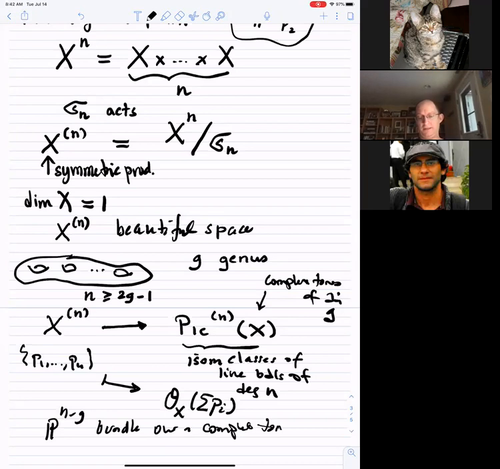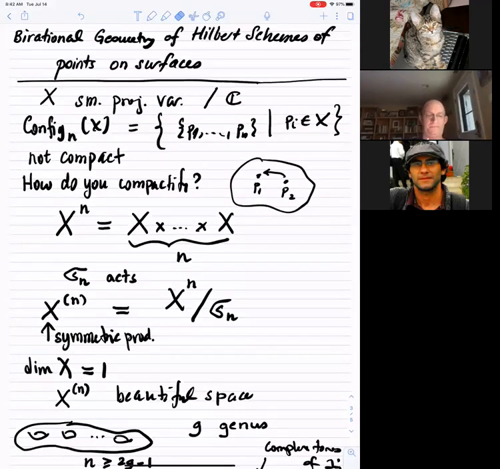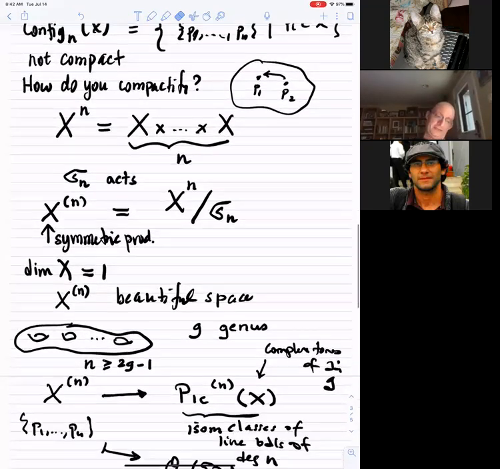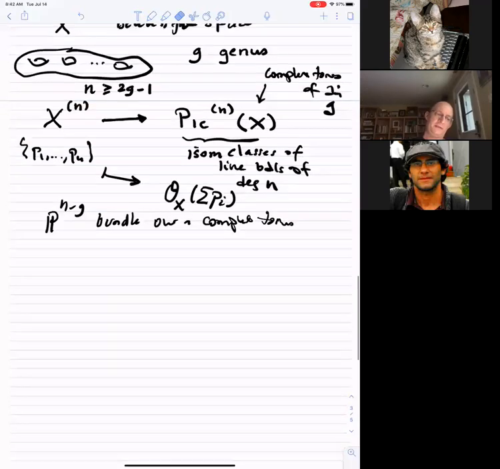So in particular, you can understand the geometry, the topology, a lot of things about the space very nicely, and you have a very concrete compactification of the configuration space that we started with, okay? So that's the story in dimension 1, if the dimension of X is 1.